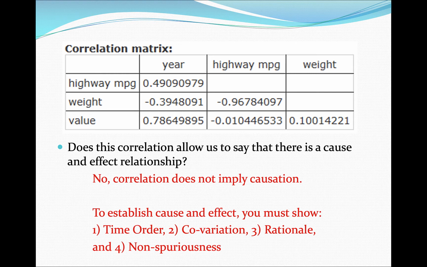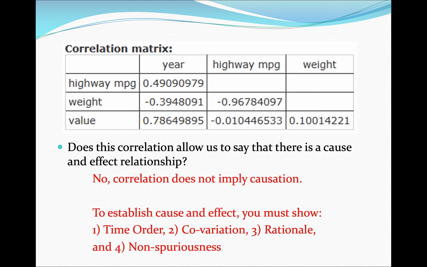Number one is time order. By time order, we mean the cause has to, of course, happen before the effect. So for it to be cause and effect, the cause must happen and then the effect. Otherwise, it doesn't make any sense. Number two is there does have to be what we call covariation, or basically correlation. There has to be a statistical correlation or relationship between the two variables in order for it to be cause and effect. If there's no relationship, then of course it's not cause and effect because there's not even a relationship.